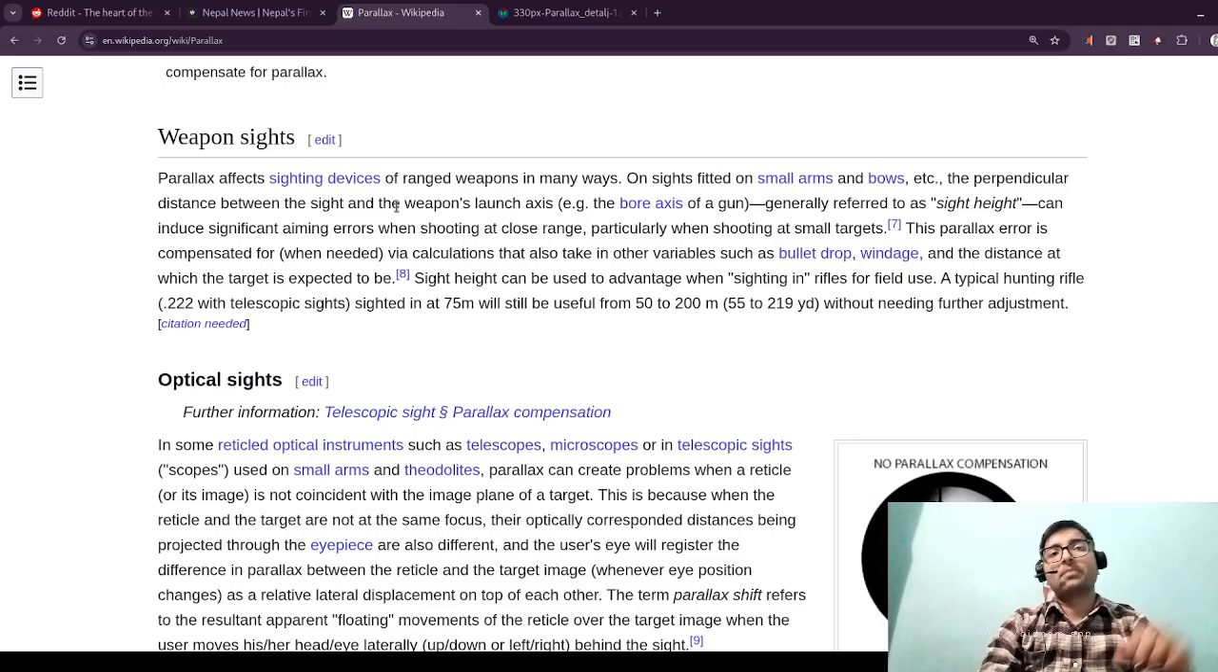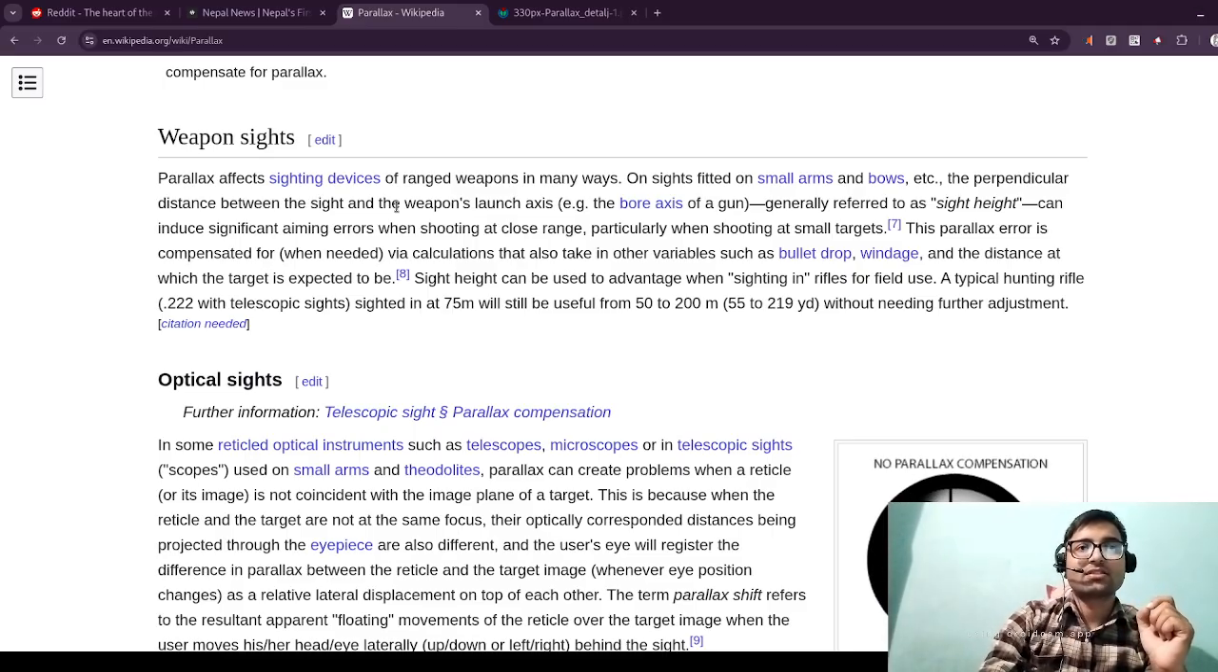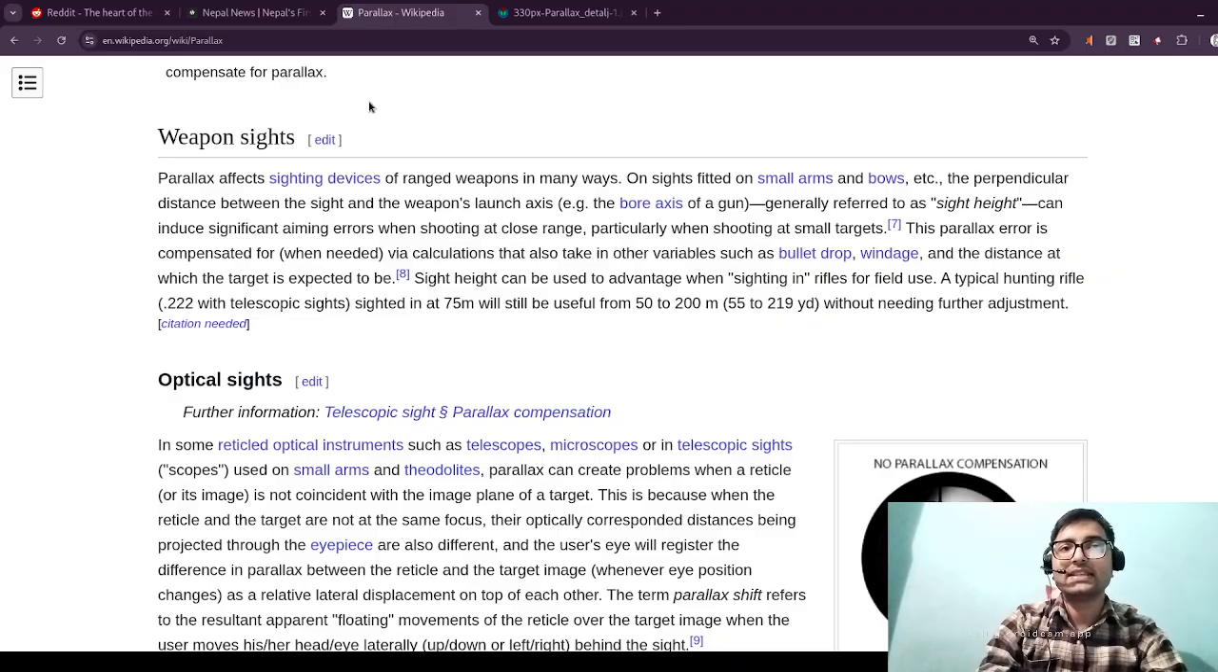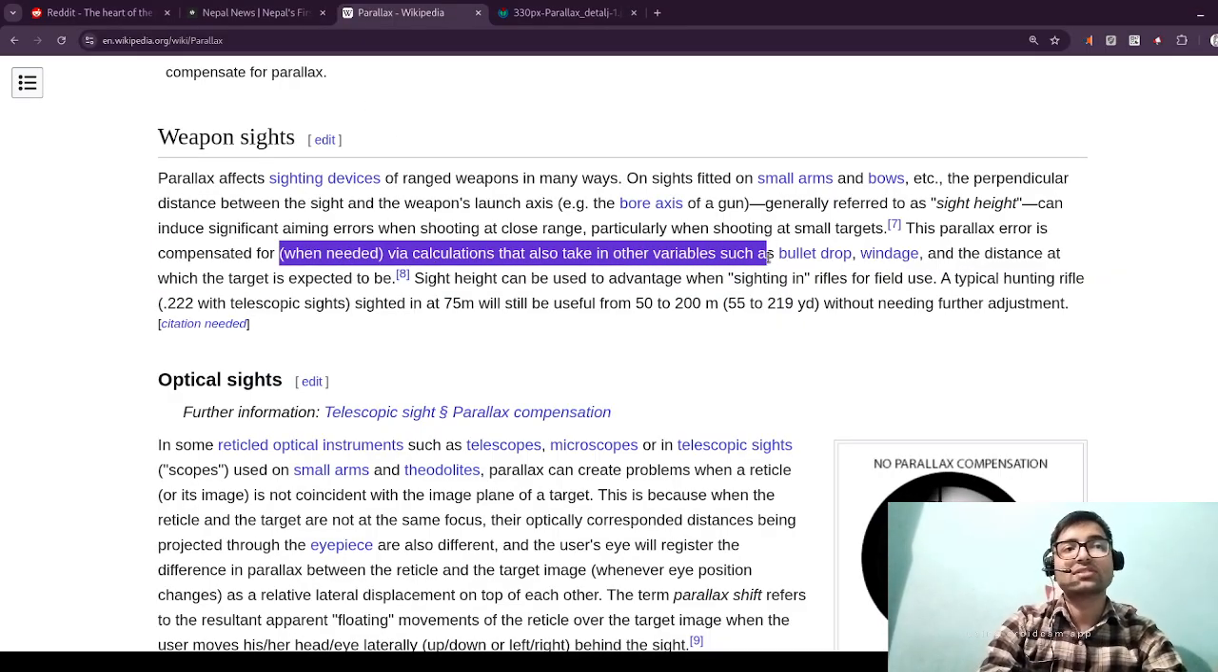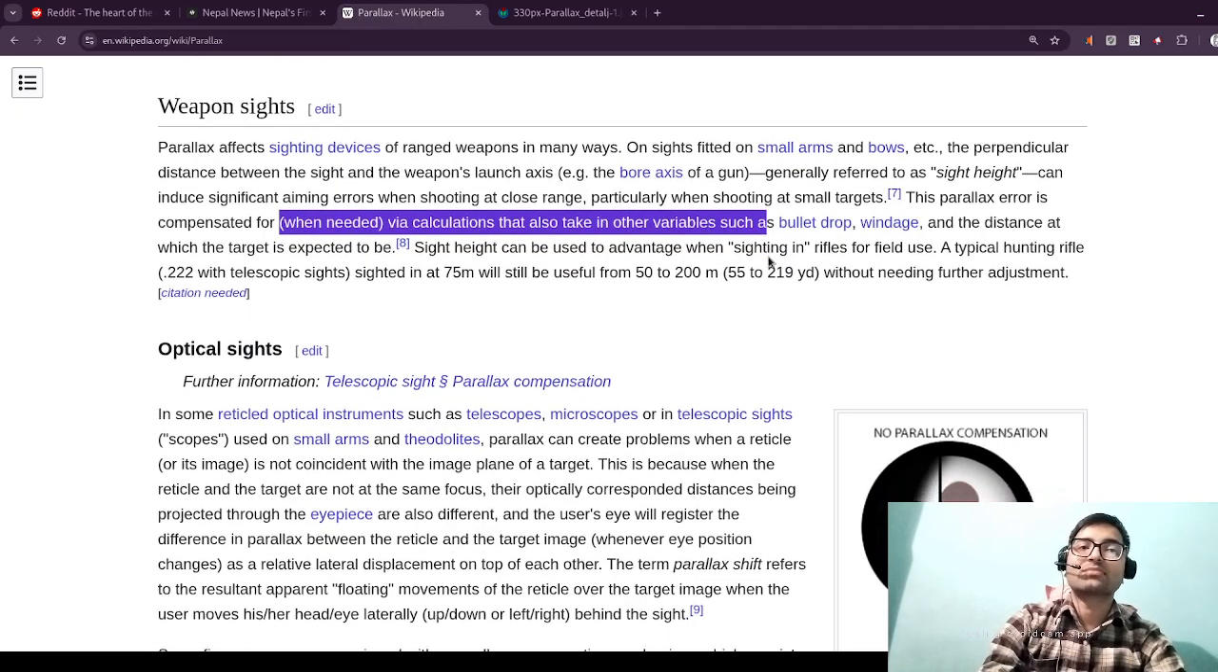Weapon sight. Parallax affects the sighting device of ranged weapons in many ways. On sights fitted on small arms and bows, etc., the perpendicular distance between the sight and the weapon's launch axis, the bore axis of the gun, generally referred to as the sight height, can induce significant aiming errors when shooting at close range, particularly when shooting at a small target. This parallax error is compensated for when needed via a calculation that takes in variables such as the bullet drop, windage, and the distance at which the target is expected to be.